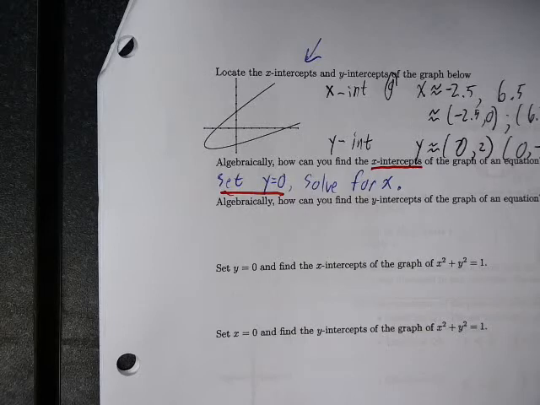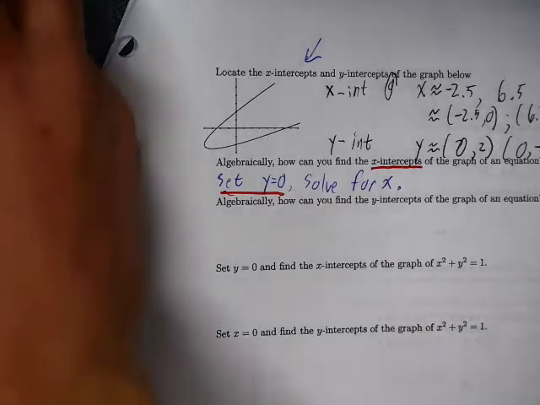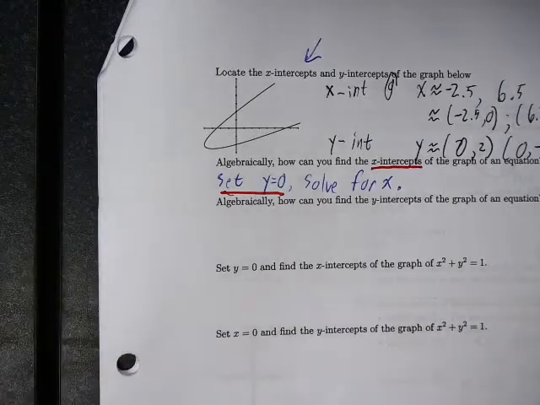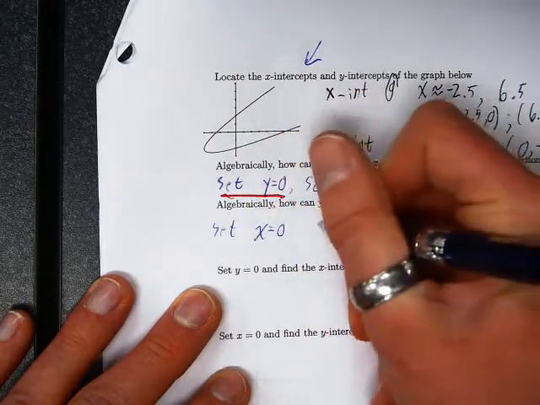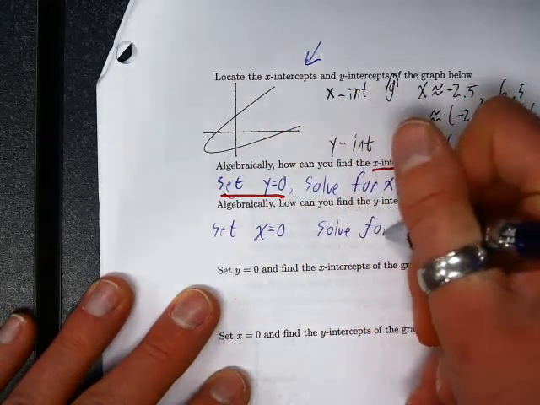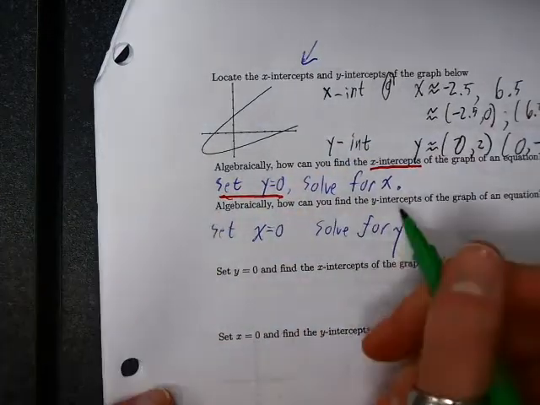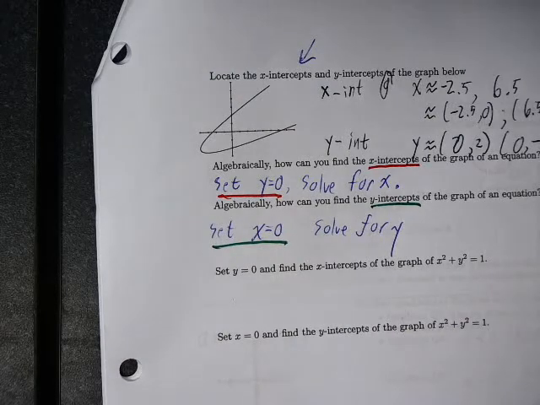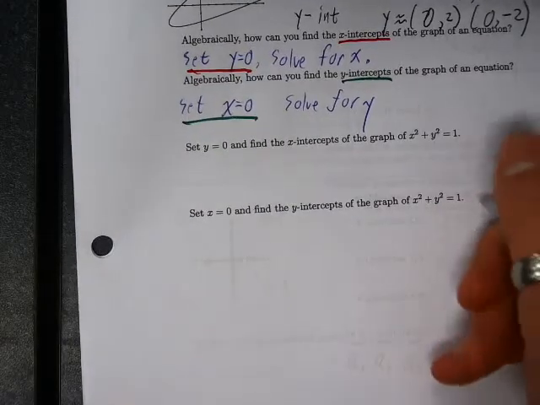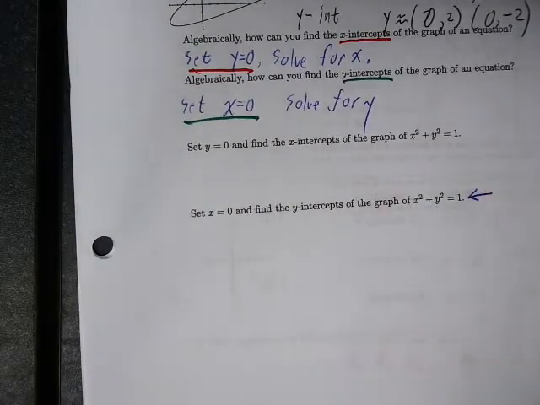Let's say you want to find the opposite, y-intercepts. What's special about a point on the y-axis? X equals 0. So if you want to find the y-intercept, do the exact same, but set x equal to 0, solve for y. And let's just do one of these two exercises, and then we'll move on to the content that I actually want today to be about. So let's find the y-intercepts of the graph of x squared plus y squared is equal to 1.